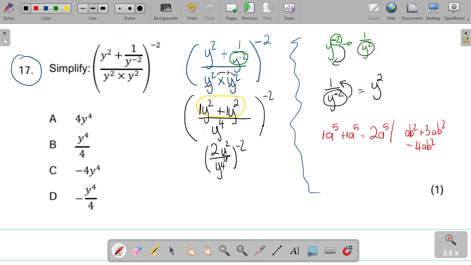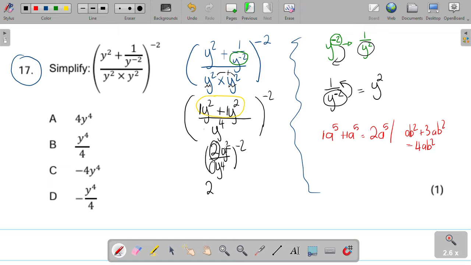Okay, let's continue. So now we have this in our bracket, and we can simplify it again. So how do we simplify this? Well, we deal with our coefficients first. So the 2 divided by an imaginary 1, 2 divided by 1, will stay 2.